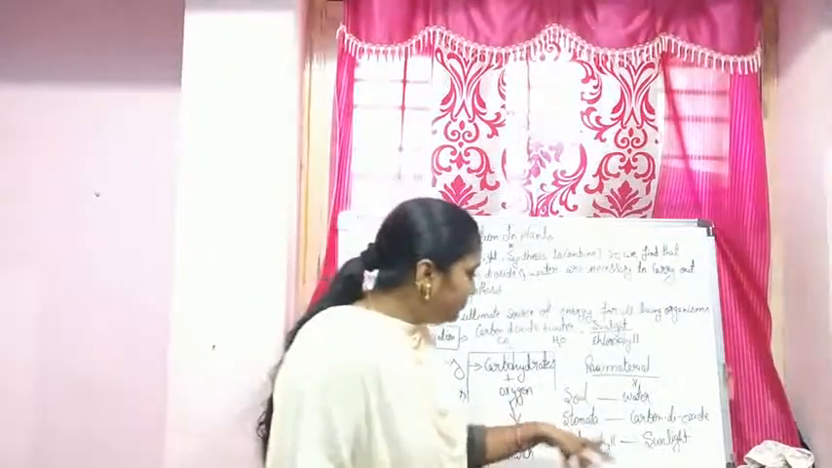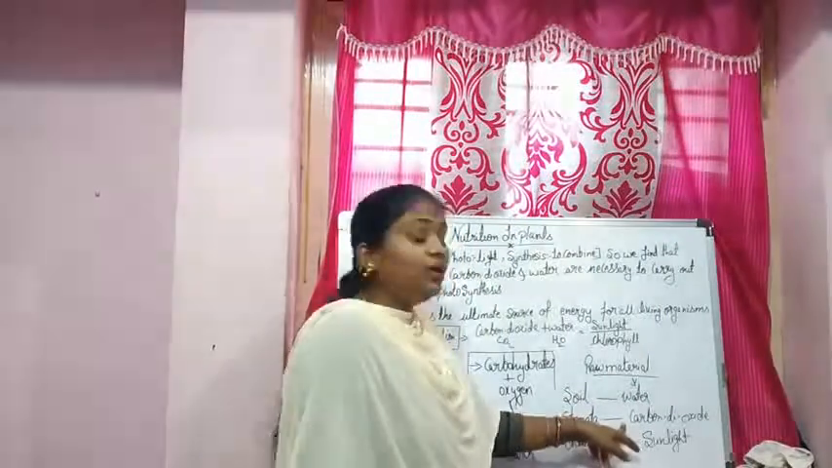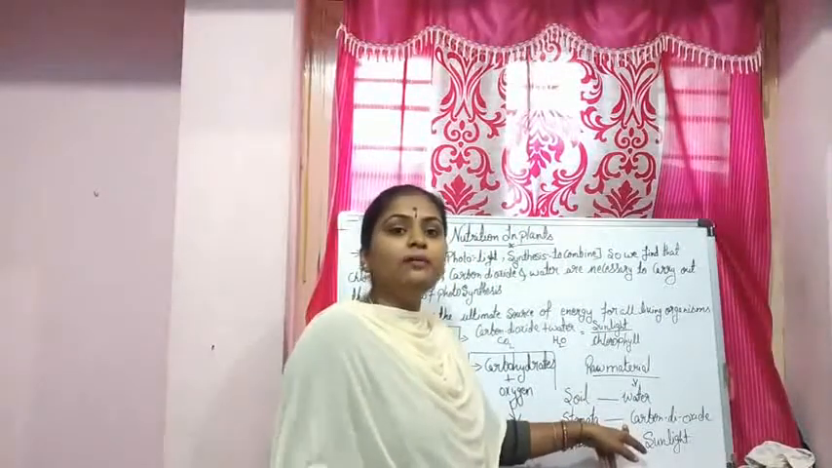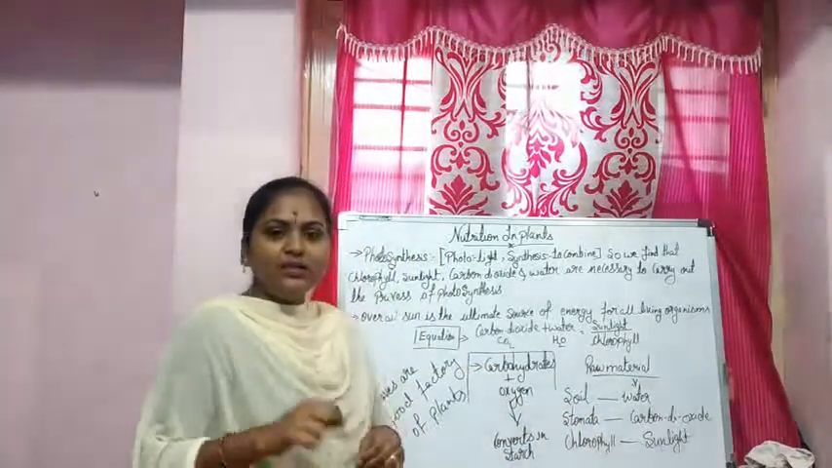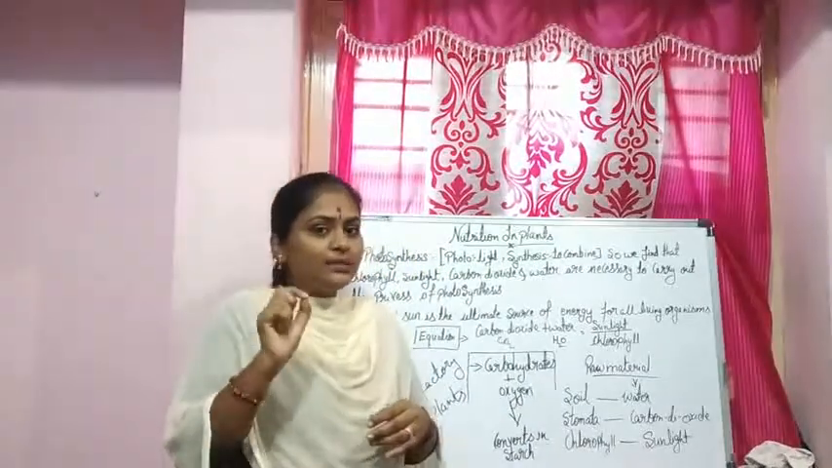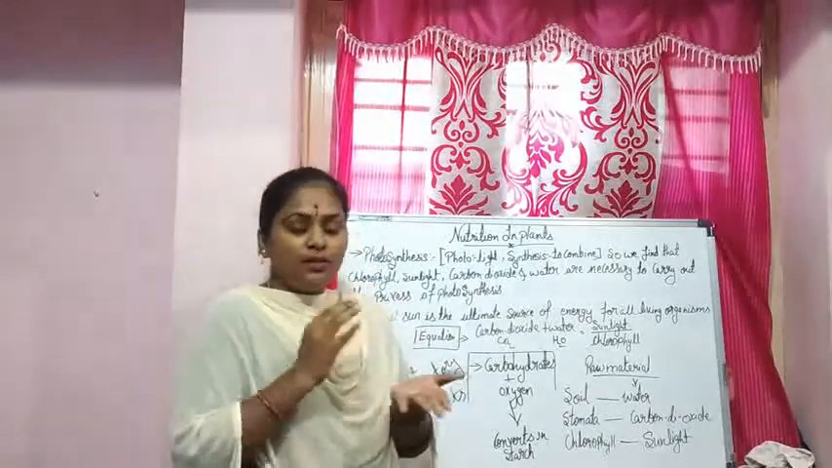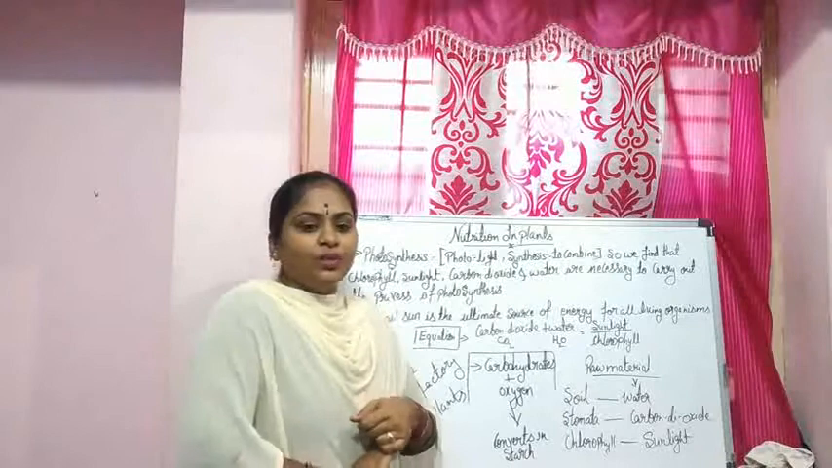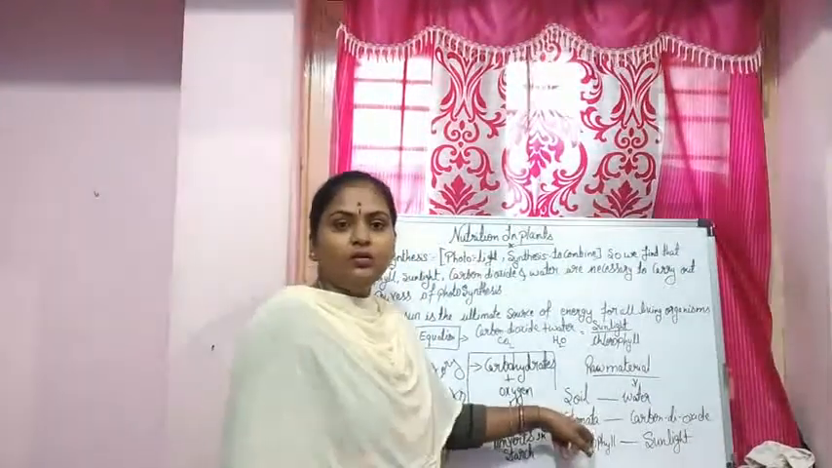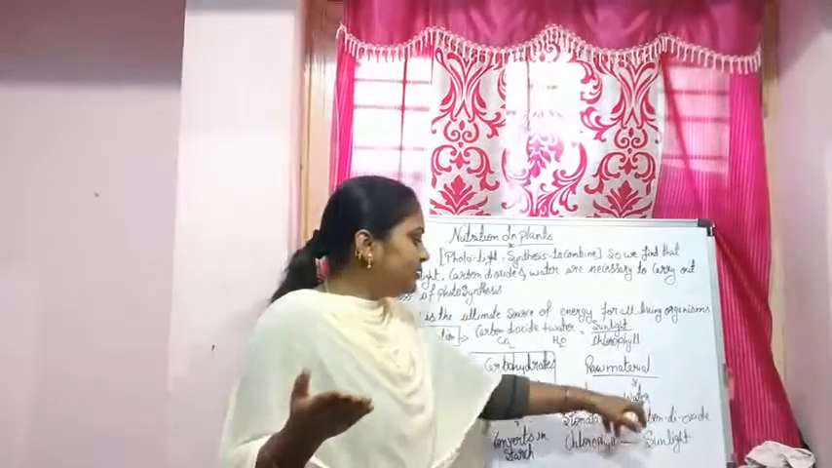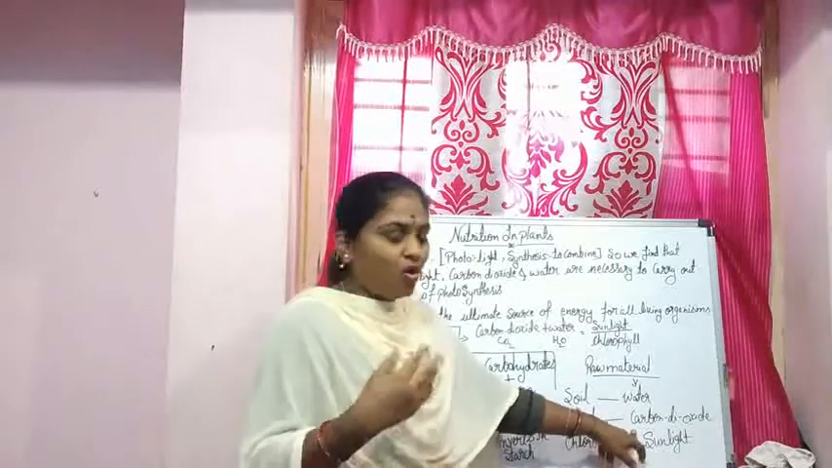Next we will go to carbon dioxide. Carbon dioxide is taken in by the leaves, through the stomata. Stomata are the small pores present in the leaves. Pores means, I told you, small tiny holes present on the surface of a leaf. So through the leaves there is respiration, taking in the carbon dioxide and giving us the oxygen.